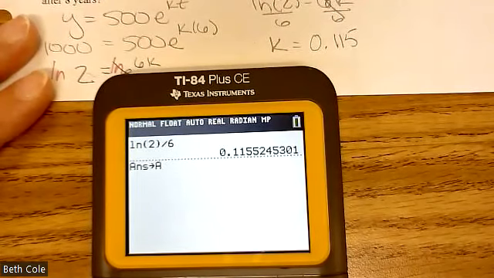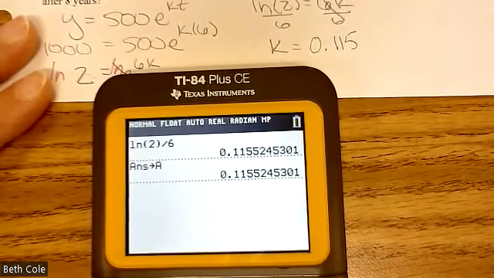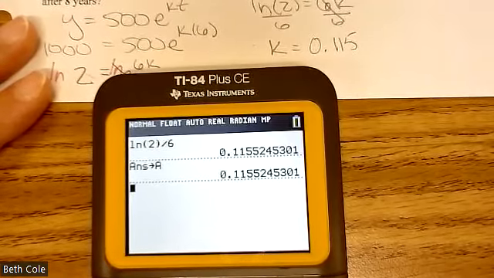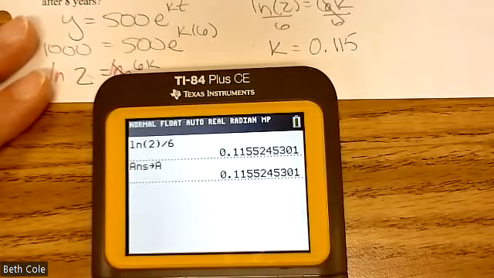Store, alpha A, enter. You can do K if you want. It's just I never know where K is. I only do A, B, and C because they're right next to the alpha button, so it's more convenient.